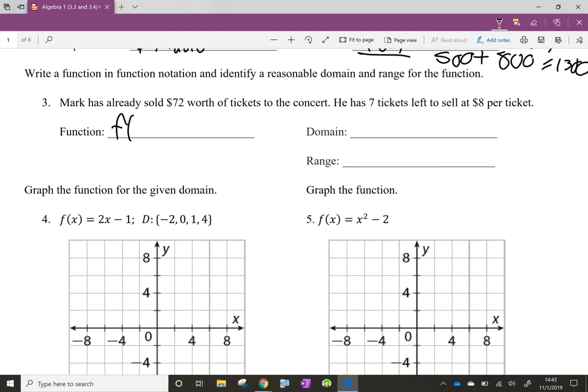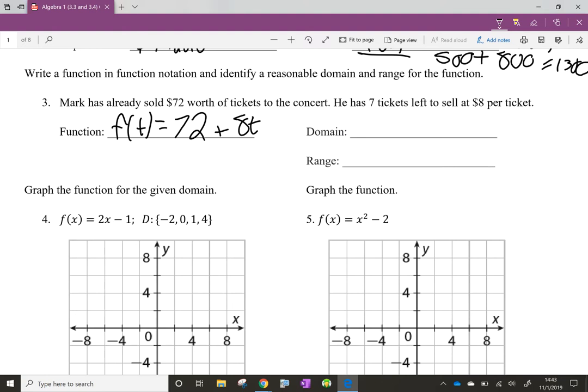So I'm going to use t for tickets here, f of t equals, and now again, it's all about how much money Mark makes, right? He already has $72, right? He's already made $72. So that's not going to go away. He's got $72. But he can add to that total if he sells $8 per ticket, right? So $8 per ticket, that's 8 times t. So he has $72, but he can add $8 for every additional ticket he sells. So our function is 72 plus 8t.